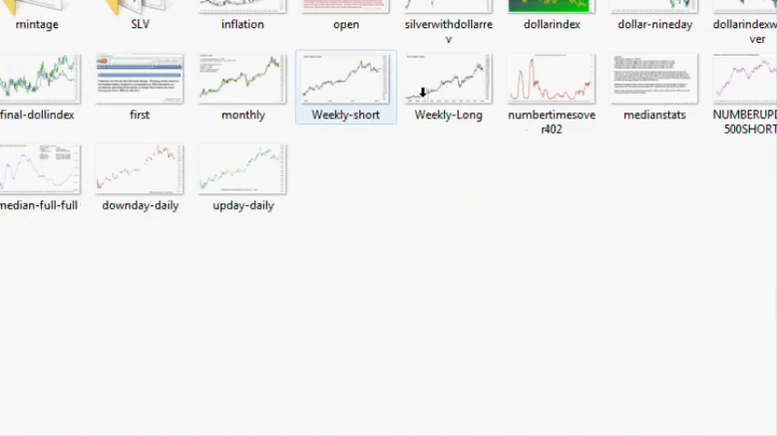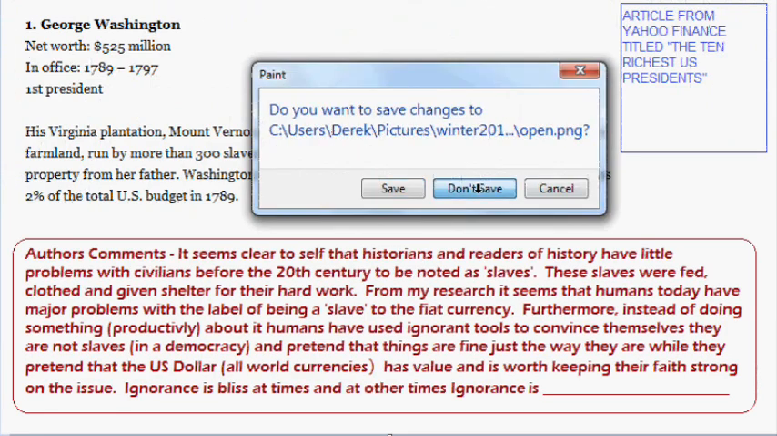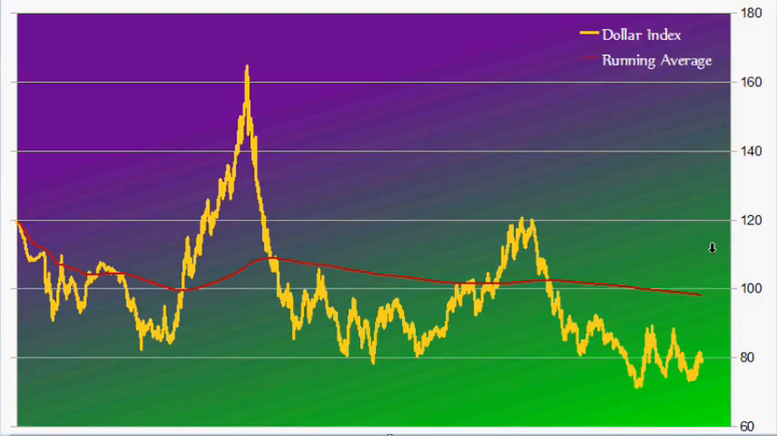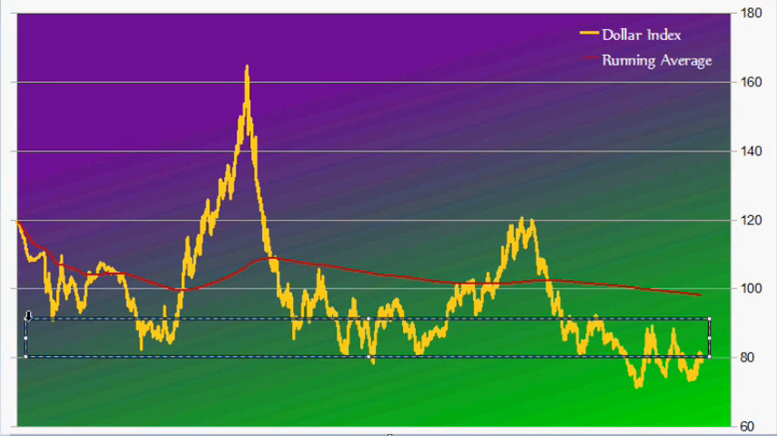Okay, let's get started with some of the charts. We'll start off with the dollar index in itself, going back to its inception in 1972. I've talked about this before. 80 is a big level. Even the range between 80 and 90 is pretty much a big level.